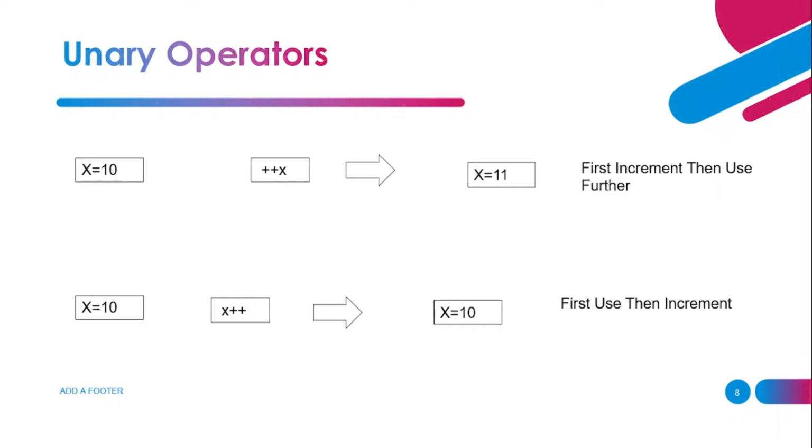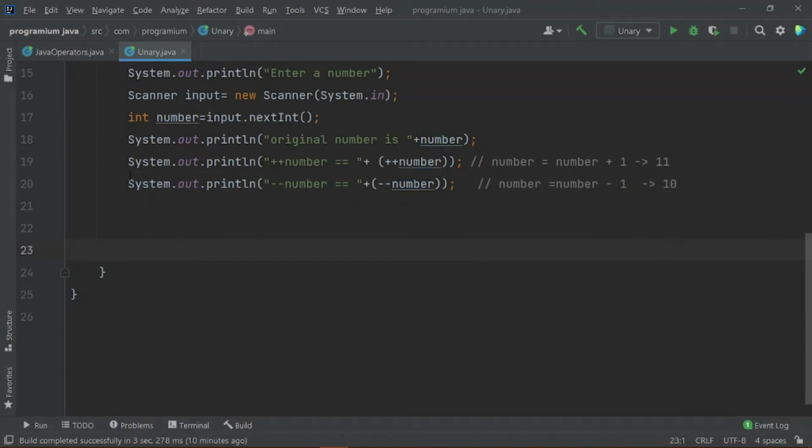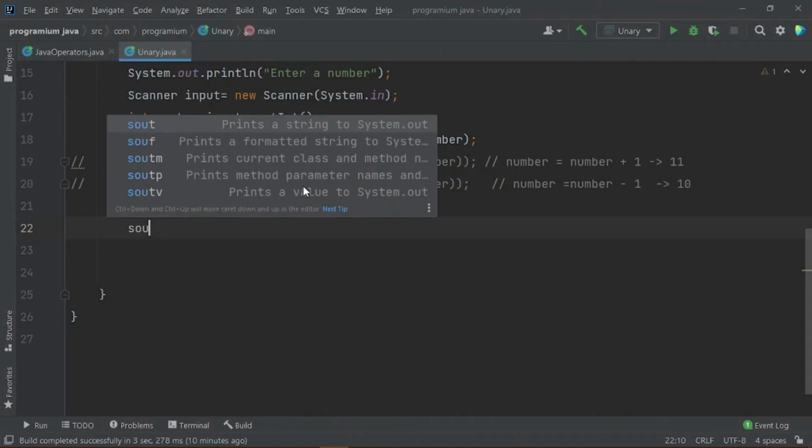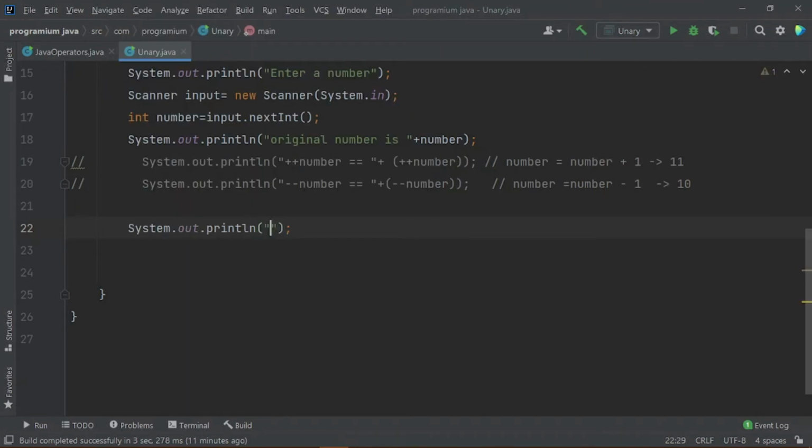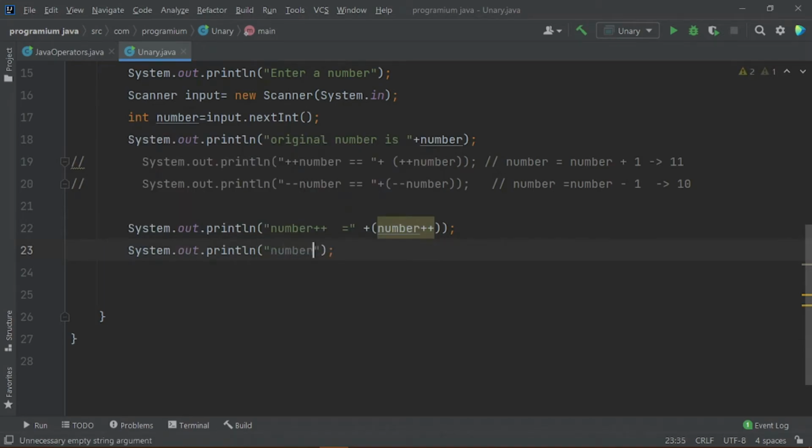Let us jump into IntelliJ and see what is happening right now. Guys, you have seen the results of these two lines, so let me comment this out and see the result of our other case. So I am using here number++ equals number++, and again number-- equals number--.